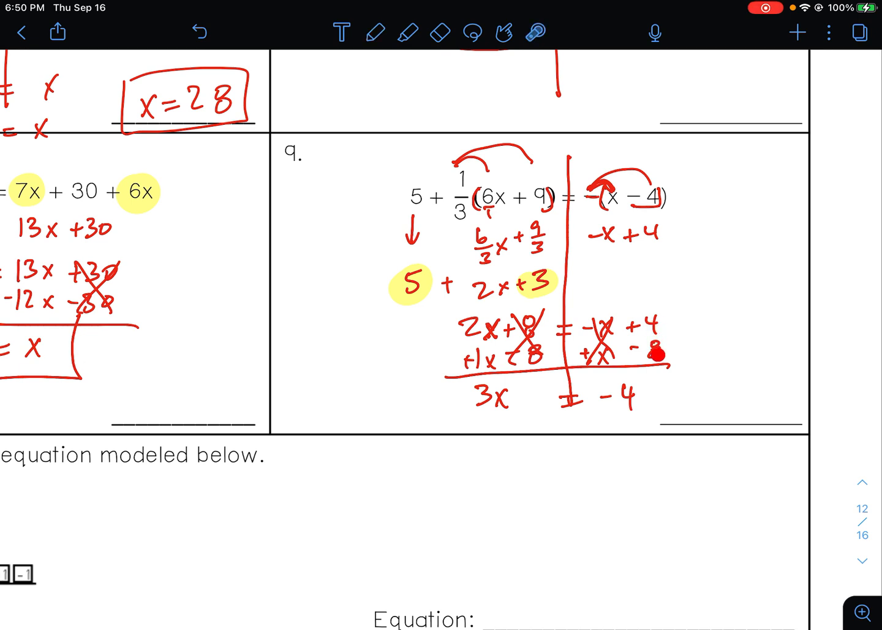And there was, because basically opposite sides you subtract and you take the sign of the bigger number. So 8 minus 4 is 4. And then the 8 was negative and it's bigger, so the answer is negative. So 3x equals negative 4.